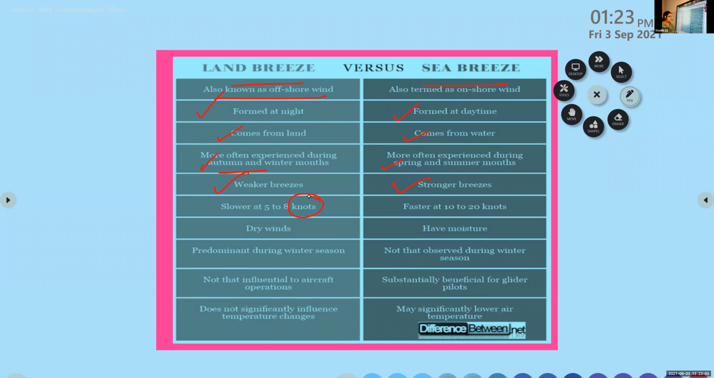In standard classes you will be learning a set of fundamental units in physics. So land breeze is slower, at 5 to 8 knots. That means only that much. But you can see the sea breeze is faster, at 10 to 20 knots.